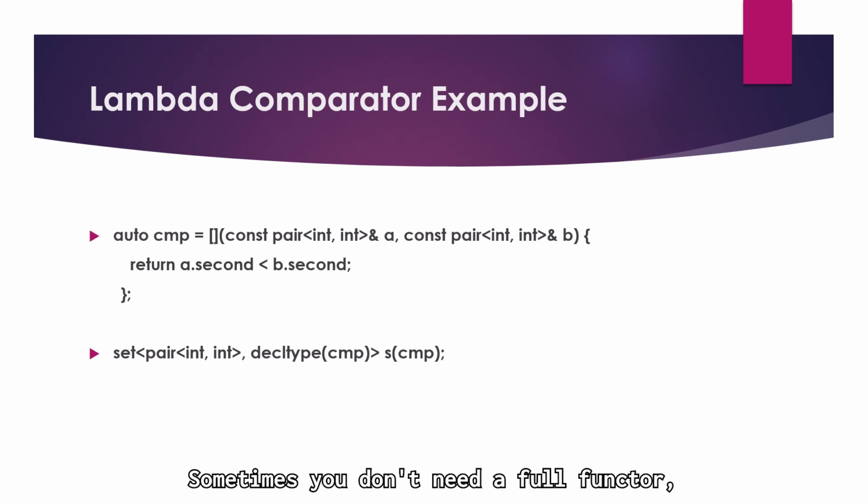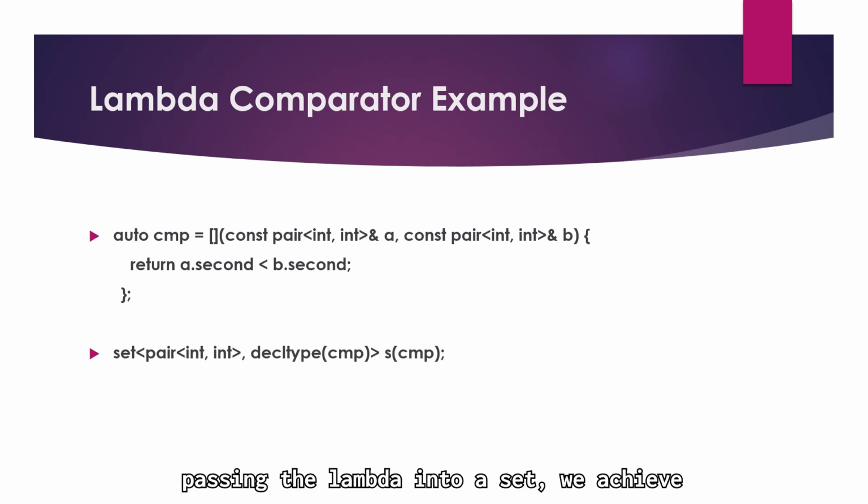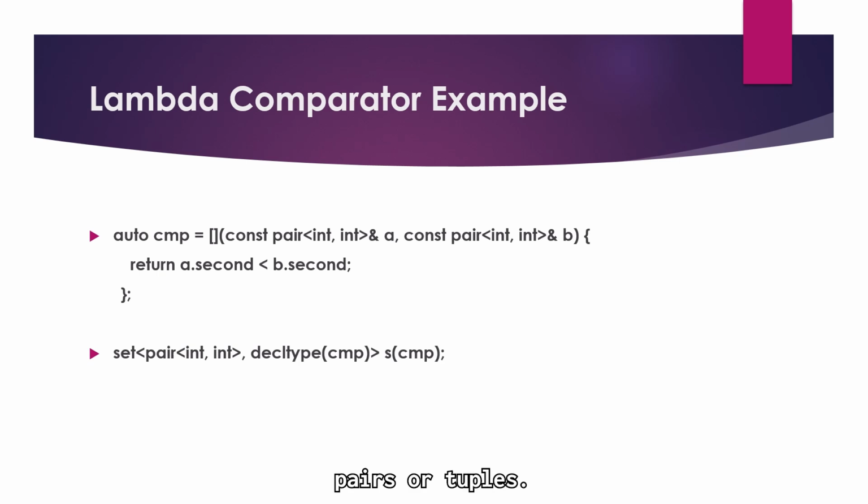Sometimes you don't need a full functor, you just need a quick comparison for a one-time use. Lambdas are perfect for this. Here we define a lambda that compares two pairs by their second value. Using decltype and passing the lambda into a set, we achieve custom ordering inline. It's elegant, functional, and keeps code concise, especially for sorting collections of pairs or tuples.